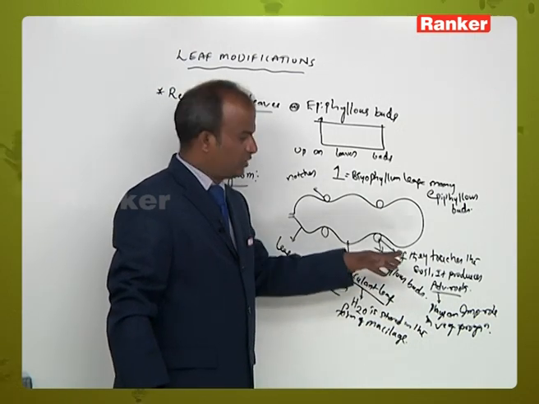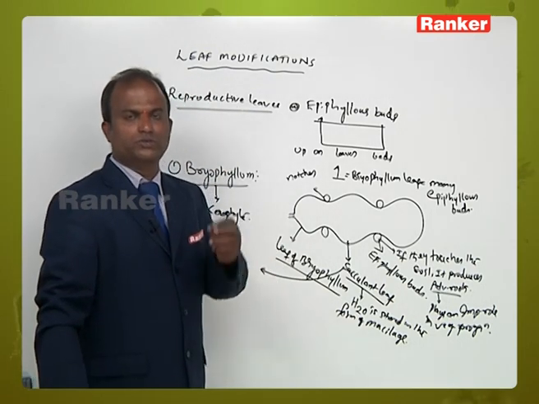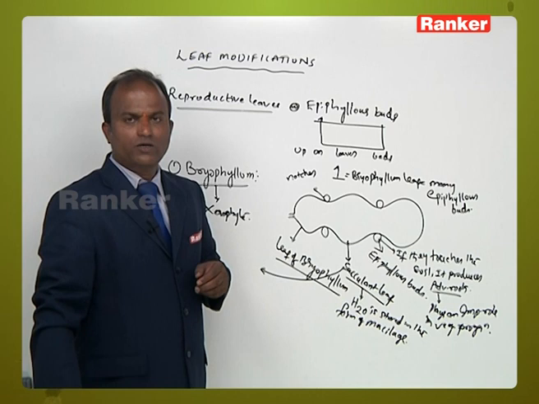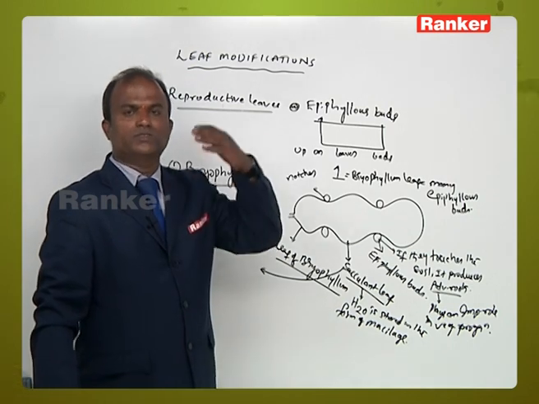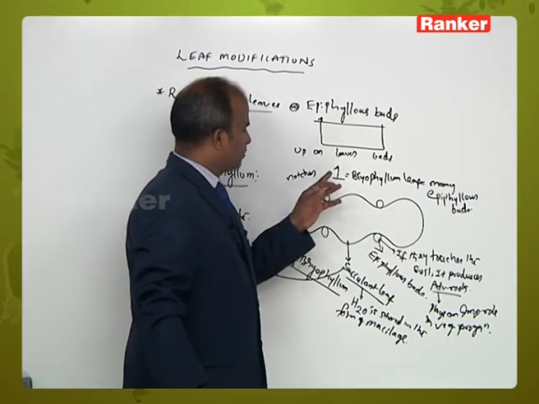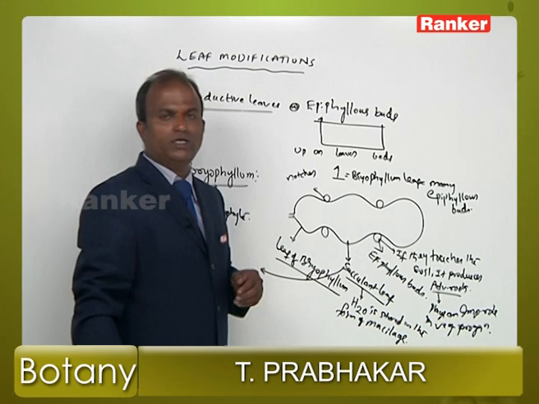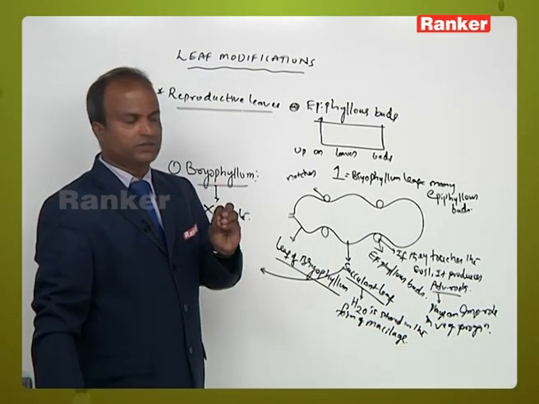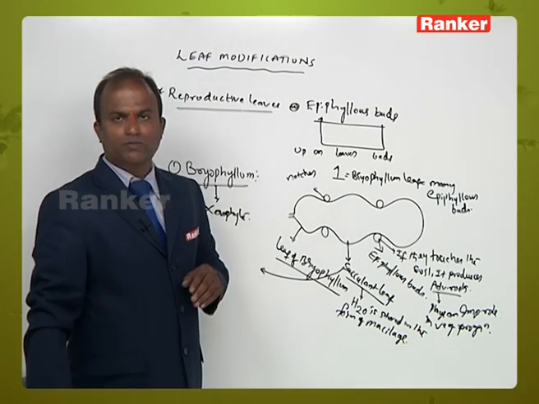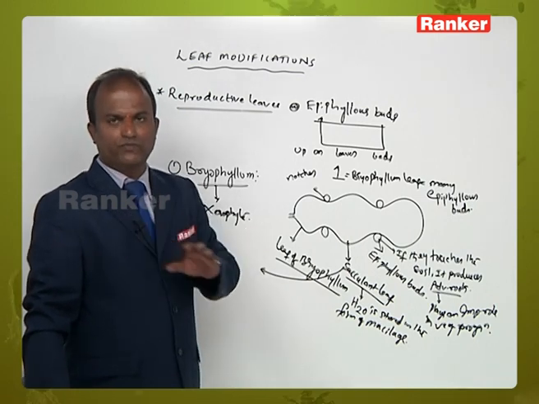If these epiphyllous buds touch the soil, immediately they produce adventitious roots and play an important role in vegetative propagation, that means they give rise to a new daughter plant. Here one Bryophyllum leaf is equal to many epiphyllous buds. This is about the reproductive leaf. So we have completed the leaf modifications now.